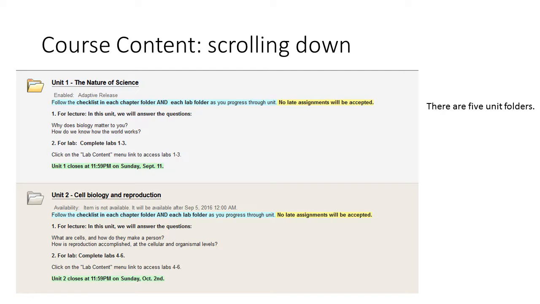As you scroll down in course content, you'll start to see your units. Unit 1 will be the first one, and then it will close according to the schedule, and Unit 2 will open next, and so on and so forth. But you can see for Unit 1, you've got your lecture that's in course content, but it also lets you know to go to lab content so that you could access the lab as well, the lab units in there as well.